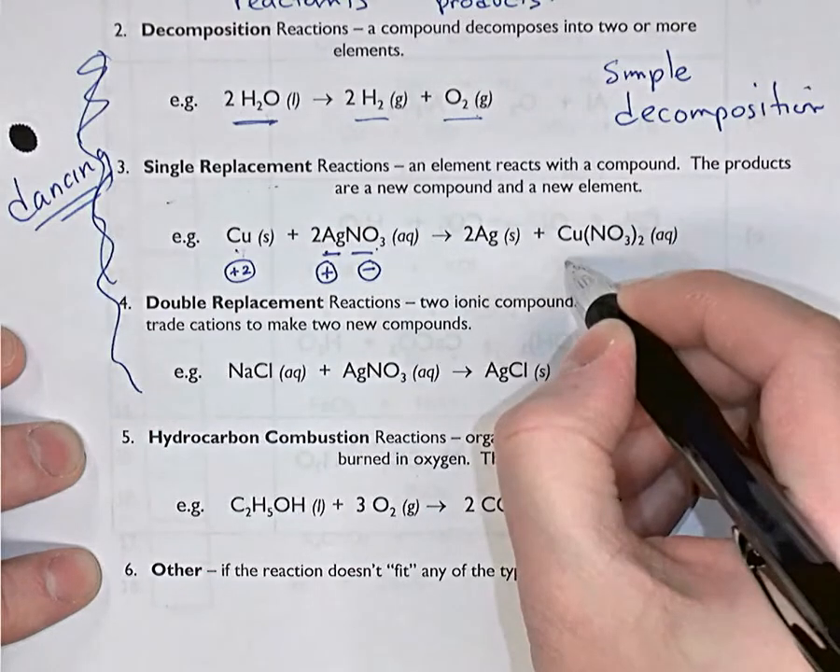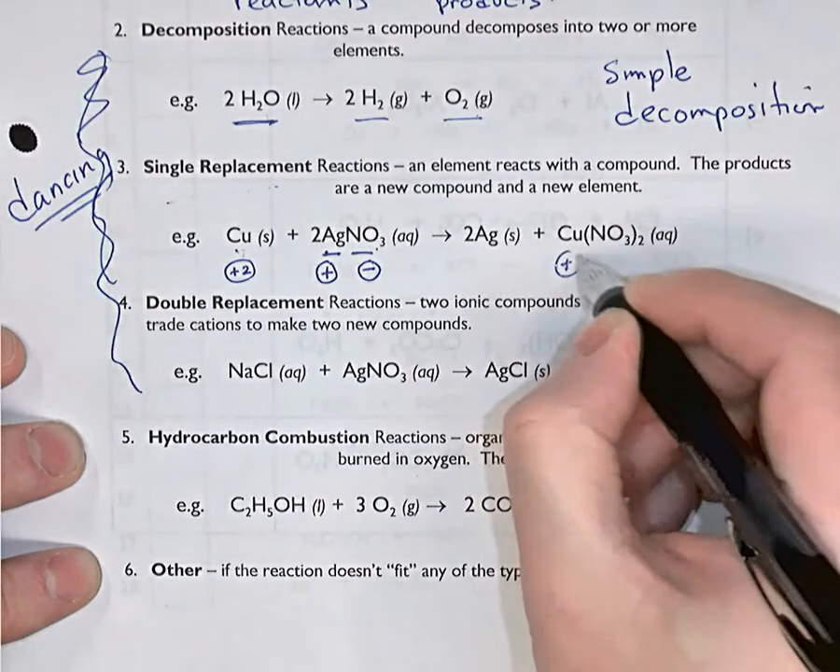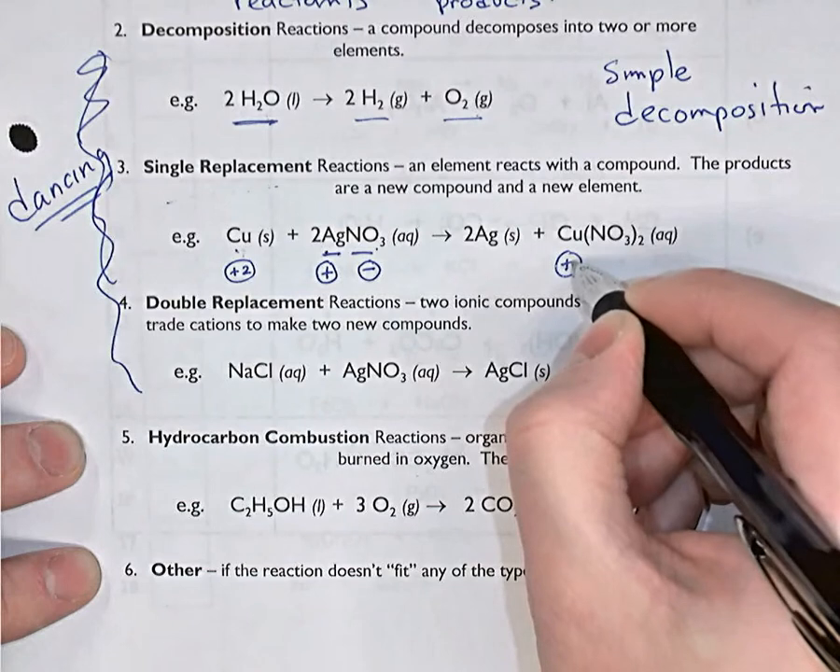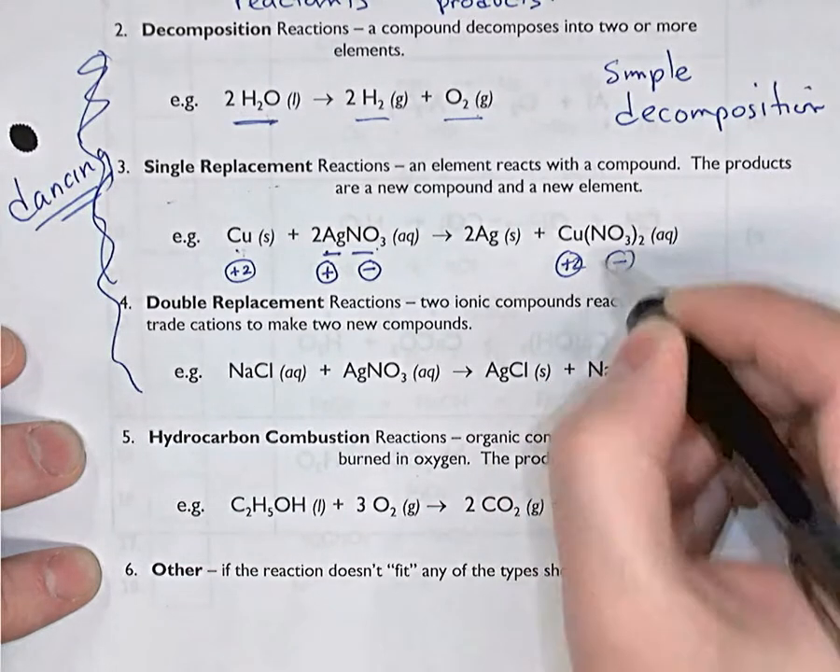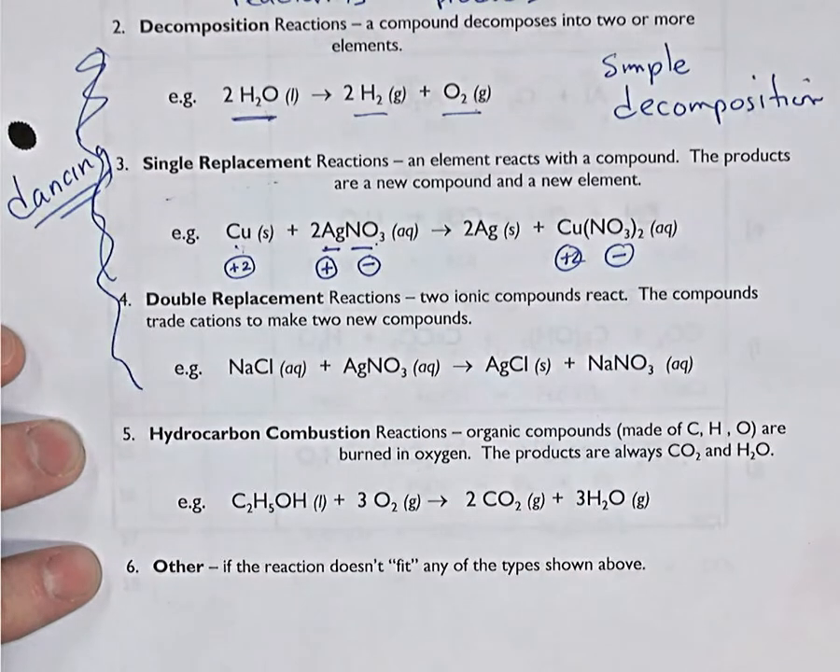Over here the copper is positive 2 technically, and the nitrates are negative, and now the silver over there is neutral, right?